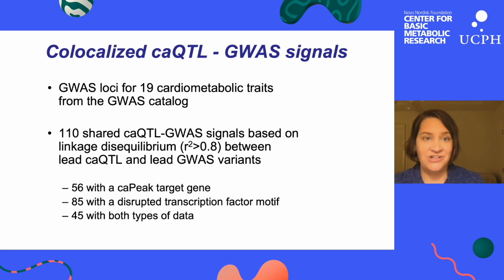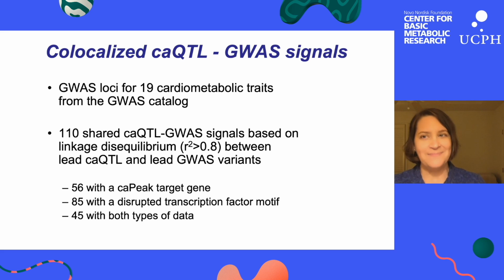Okay, so now we have our variants that are associated with chromatin accessibility, and we can link many of these to genes. But what about the clinical traits? That's what we're trying to identify, molecular mechanisms that could be responsible for cardiometabolic traits. Here we analyzed genome-wide association study loci for 19 traits and selected loci that were collected together in the genome-wide association study catalog, and identified more than 100 shared caQTL GWAS signals.